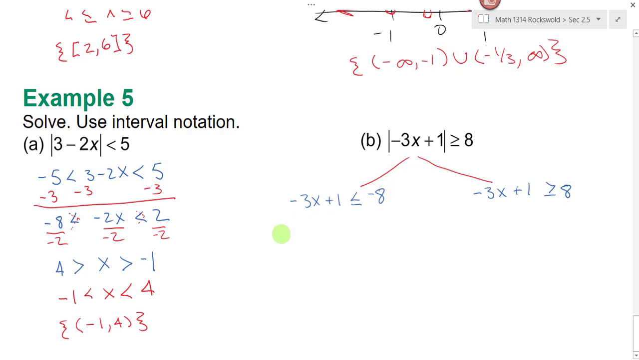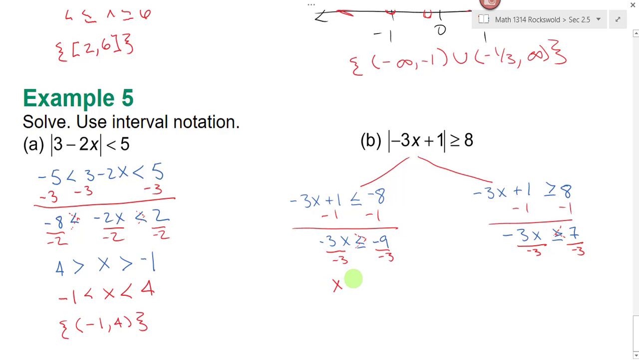What's my first step going to be? Subtract 1, and what you do to one side, you've got to do to the other. I'll go ahead and solve these at the same time. And that gives us negative 3x is less than or equal to negative 9. And over here we get negative 3x is greater than or equal to 7. How do I get the x by itself now? Divide both sides by negative 3, but what else do I have to remember to do? Flip the inequality. So this gives us x is greater than or equal to 3, and x is less than or equal to negative 7/3.